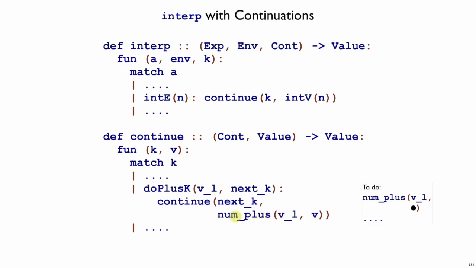Again, we used to just return the value, but we never just return values anymore. We pass them on to continue with the rest of our to-do list here, which is represented by next k in our do plus k record.